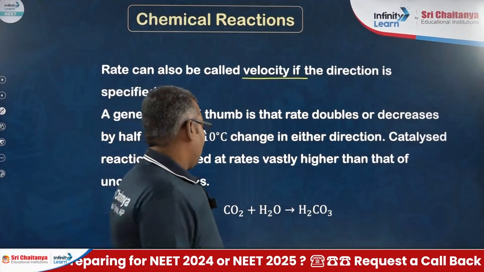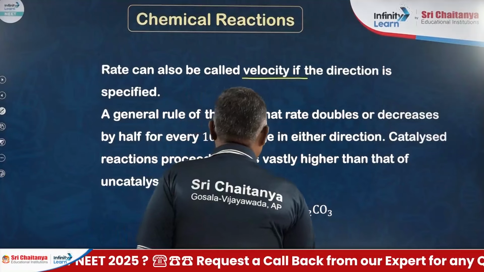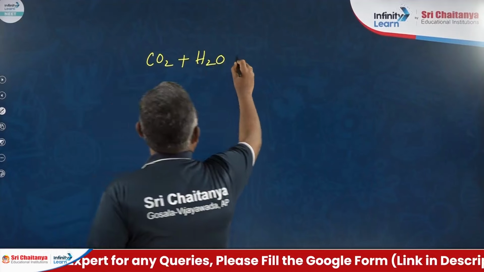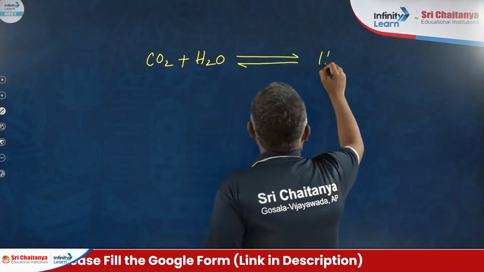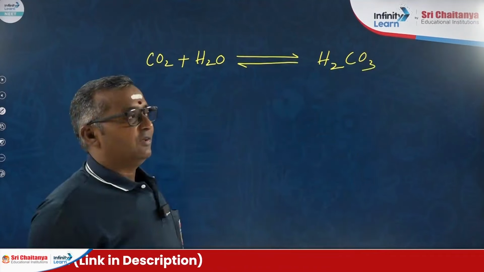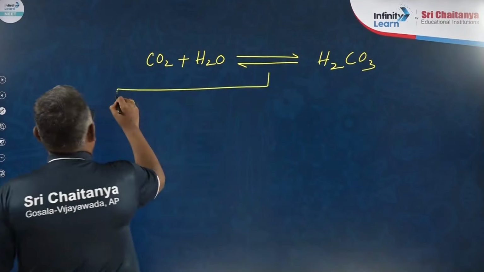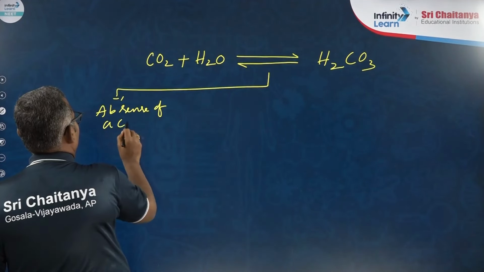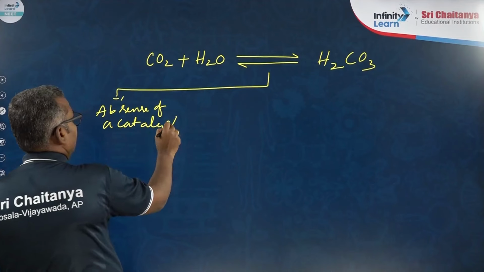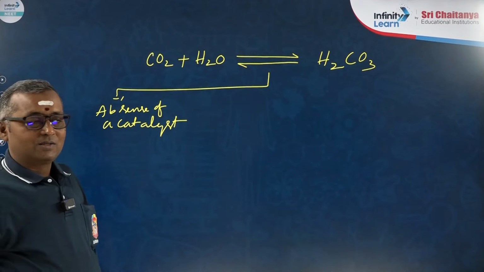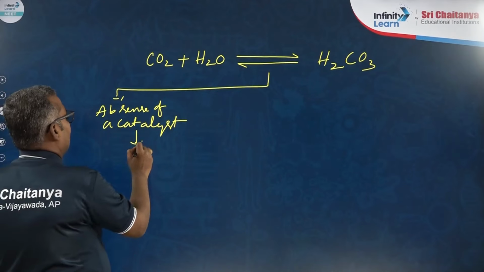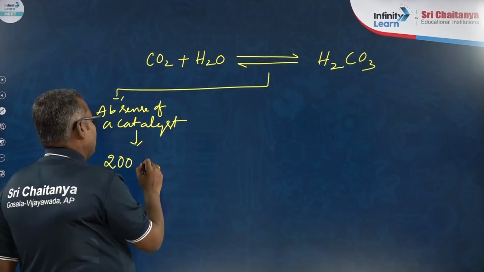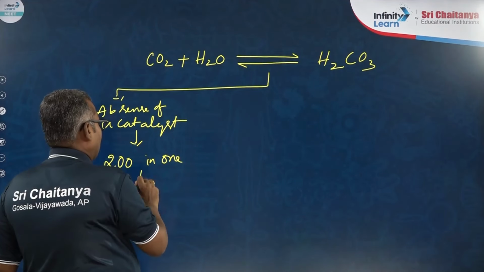Let us take an example. CO2 plus H2O gives rise to H2CO3, carbonic acid. This reaction, in the absence of a catalyst, leads to the production of only 200 molecules of H2CO3 in 1 hour.